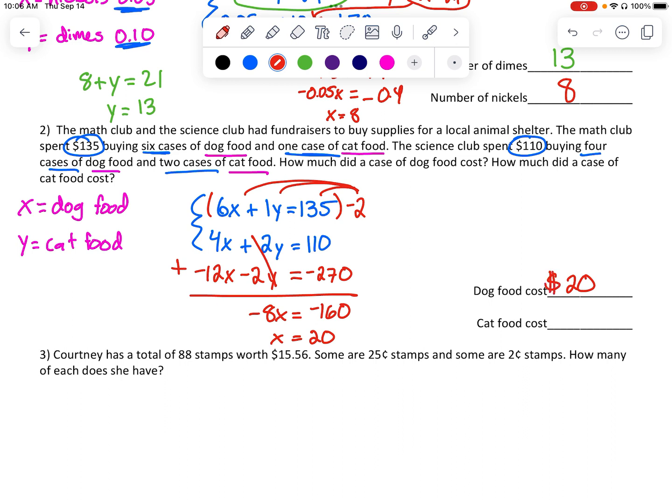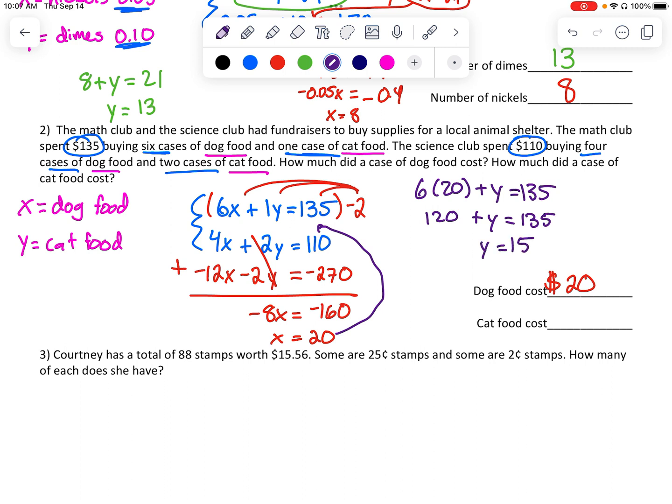Then for cat food, we're going to plug that back in to one of our equations. Personally, I chose this equation. So I did 6 times 20 plus 1y equals 135. 6 times 20 is 120. Then if we subtract 120 over, we are left with 15. So cat food costs $15.